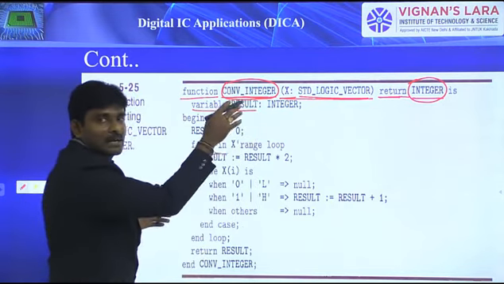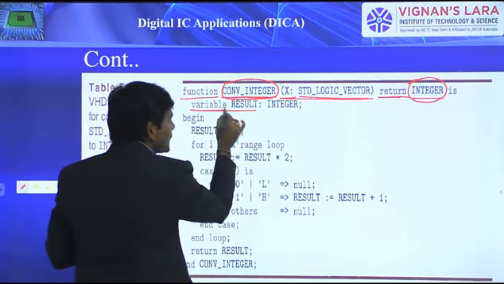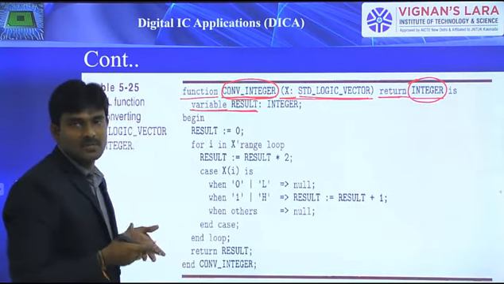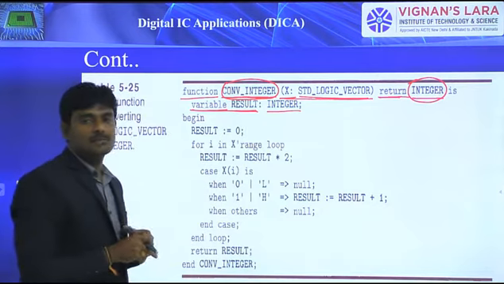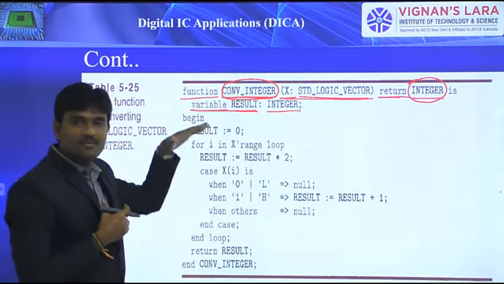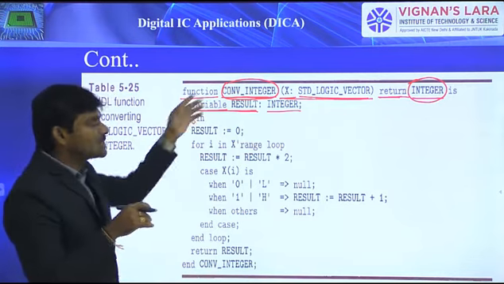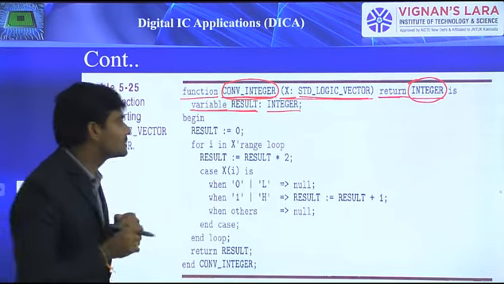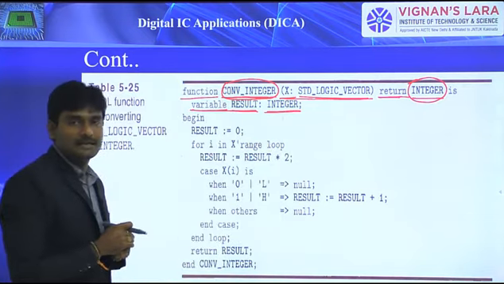Variable declaration: variable name colon variable type. It starts with the keyword variable, then the variable name. Here I mentioned result, that is a user defined identifier. Then colon, the type is integer. My intention is, after performing the function, finally I am converting binary into integer. That integer value I am supposed to store in that result variable. Because of that I considered result, with a type of integer.